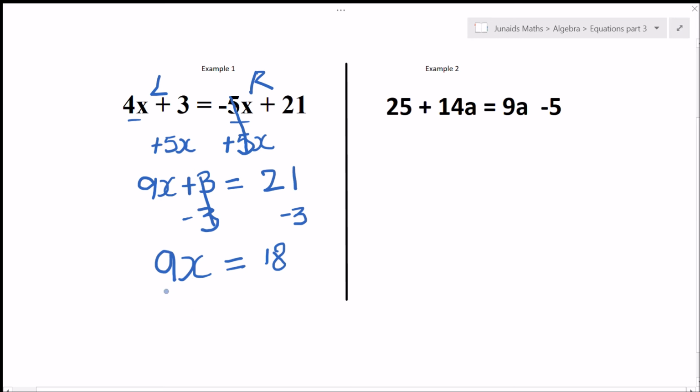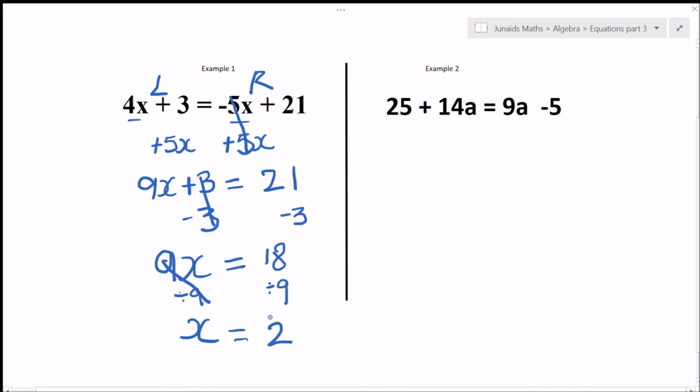And to get rid of this number, 9, we have to do the reverse, which is divide by 9. And do the same thing on the right hand side as well. Now can you see that this will be gone, and we have x equals 18 divided by 9, which is 2.